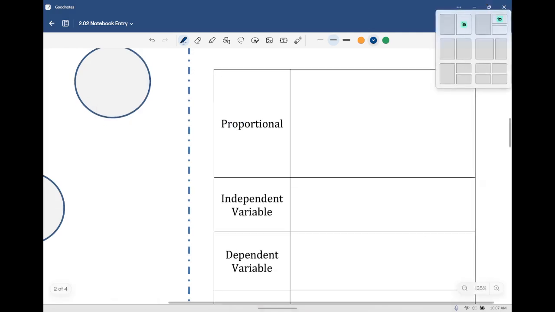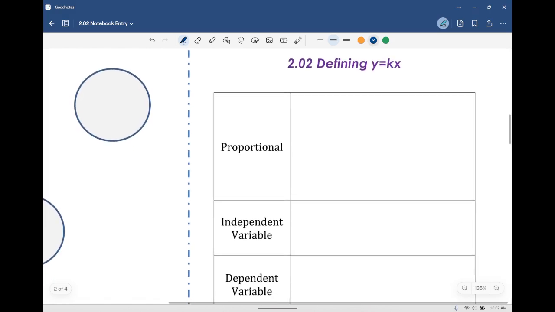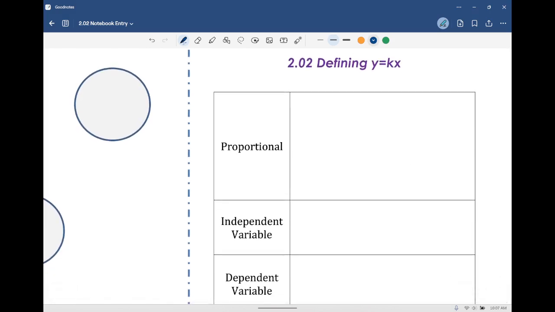If we take a look, our header doesn't really give any information away. Instead, it just simply says defining y is equal to kx. Now, what we're going to talk about is a very special type of equation. And in order to talk about it, we actually have to restamp a few things. The first one is, what does it mean to be proportional?